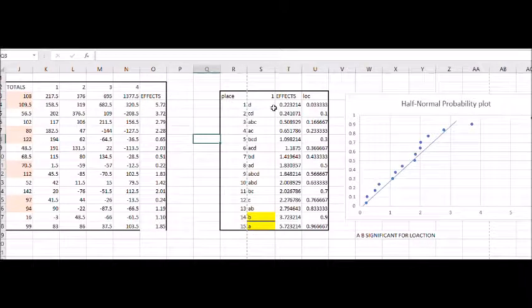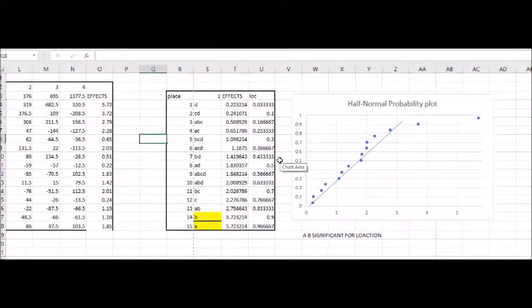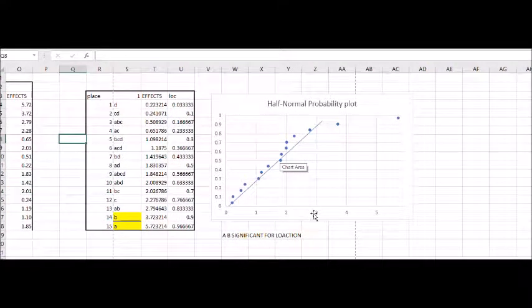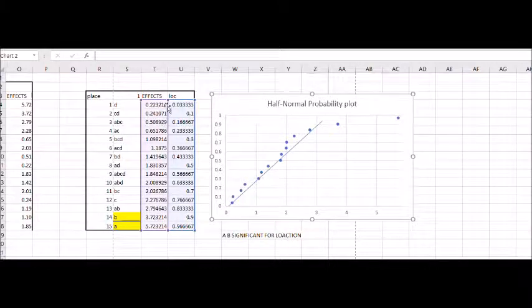So after we have the effects, we're going to sort them in ascending order and give them a place and a location. With this, we're going to plot our effects by location. Because it's a half normal probability plot, it's going to be from 0 to 1. And here we can see that factors A and B are significant for location.